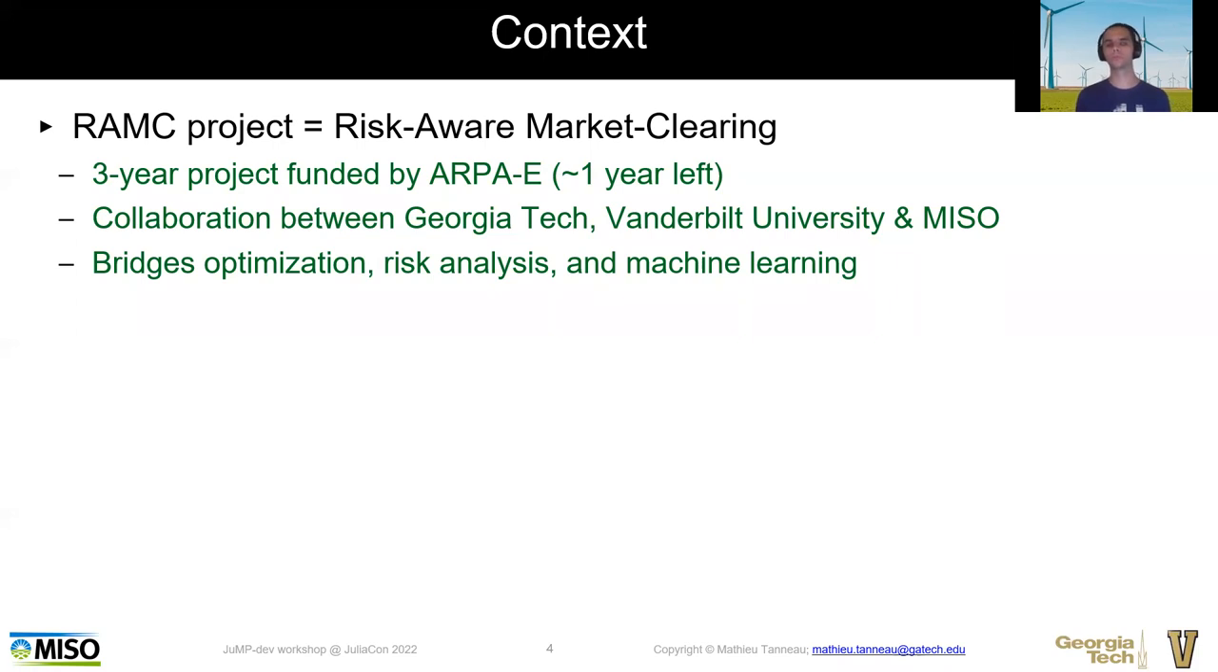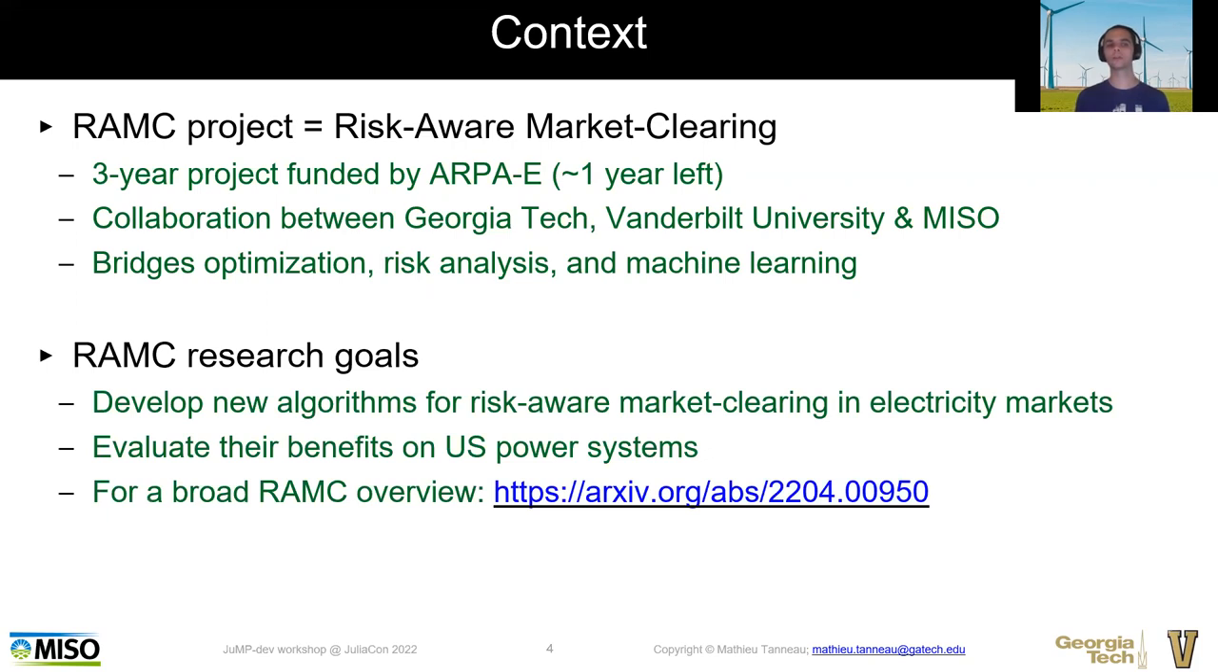What we're trying to do is to bridge optimization, machine learning, and risk analysis. More specifically, we're trying to develop new algorithms for risk-aware market clearing, specifically for electricity markets, and to evaluate the benefits of such algorithms on US power systems. For a broad overview of the RAMC project, I'll direct you to this paper that is available on arXiv. I'll focus on a broad overview here so that I can really talk about where JuMP fits within the project as a whole.